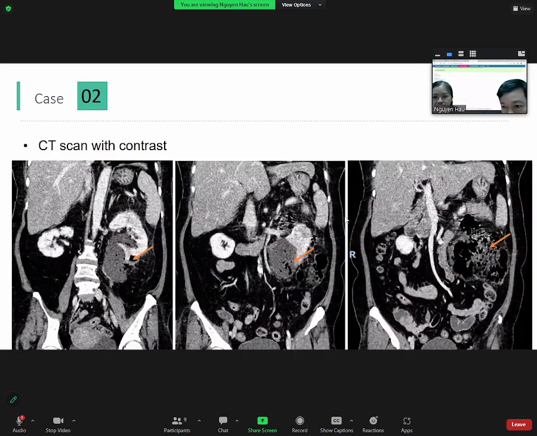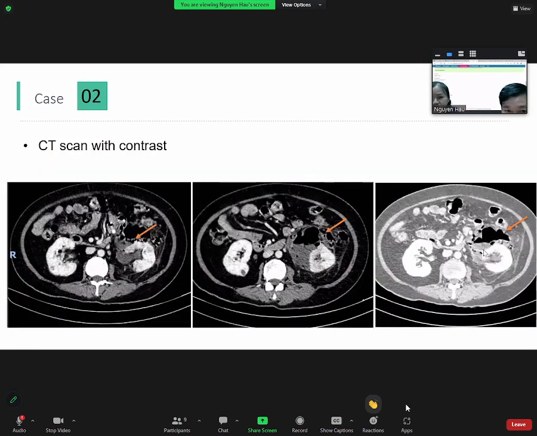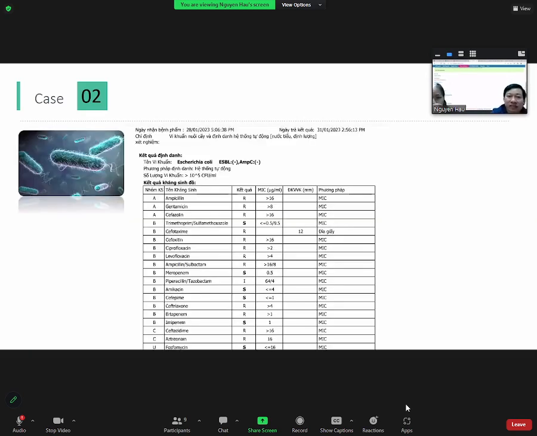In the CT scan, we can see the enlargement of the left kidney with destroyed renal parenchyma, and also gas and fluid collection inside. There is a lot of gas and fluid collection around the kidney. So we can see that this is a renal and perirenal abscess. Okay, we continue.